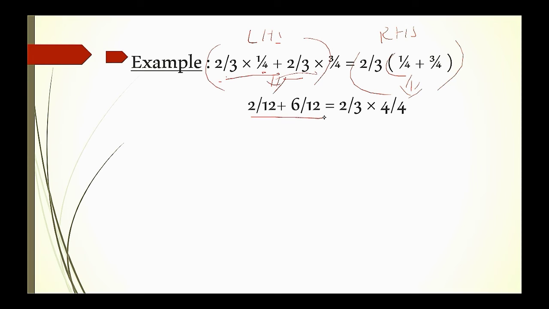So here 2 by 12. When I multiply the first set of numbers, I am getting 2 by 12, and the second set of numbers, I'm multiplying to get 6 by 12. Here first I'm solving the bracket. Here I'm getting 4 by 4. Let us take the further calculation. When I add 2 by 12 plus 6 by 12, I'm getting 8 by 12. Here when I'm multiplying 2 by 3 into 4 by 4, I'm getting 8 by 12. See, LHS is equal to RHS. When I do it separately and when I group the numbers, it is also the same.